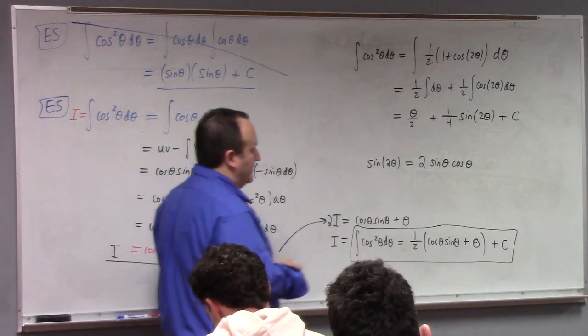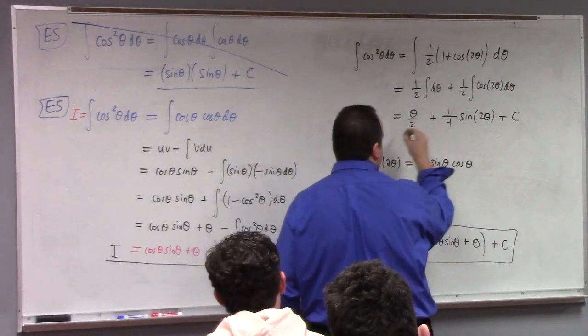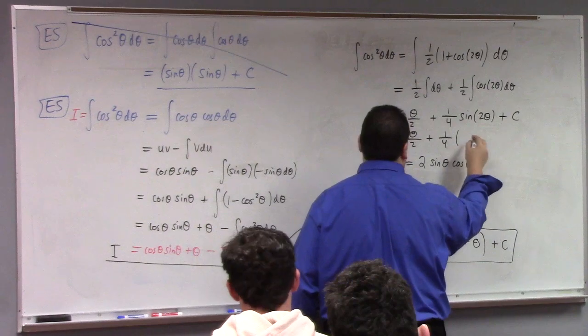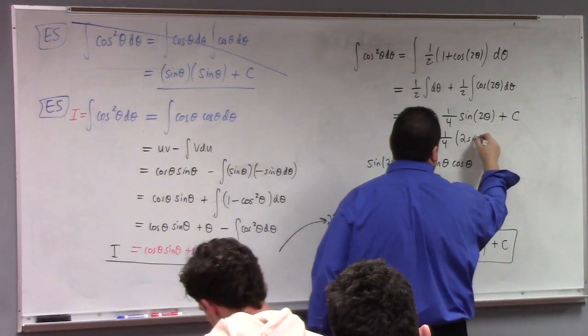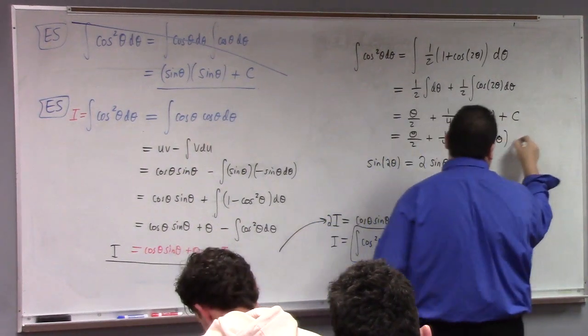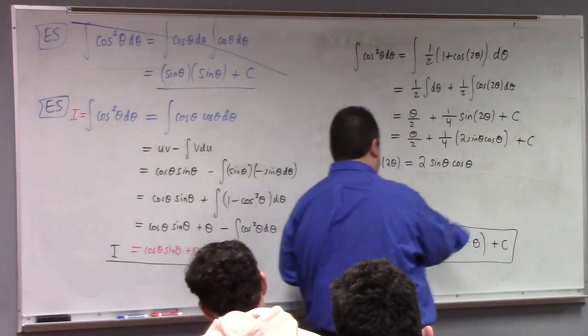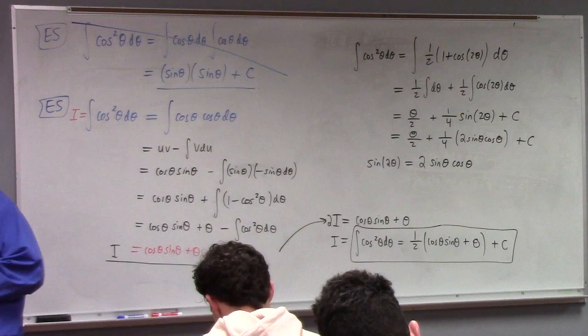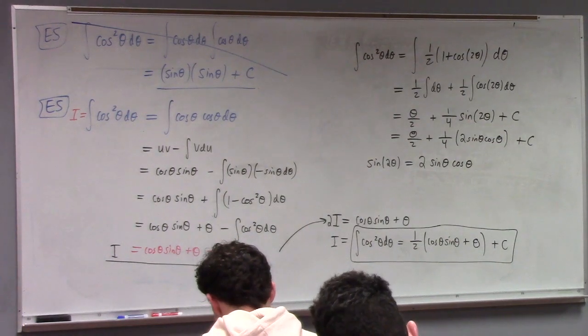Now, how does that apply up here? So sine of 2 theta, well, as you can see, the 2 and the 4 cancel, and we're back to the other answer, yeah? Which is a better answer?